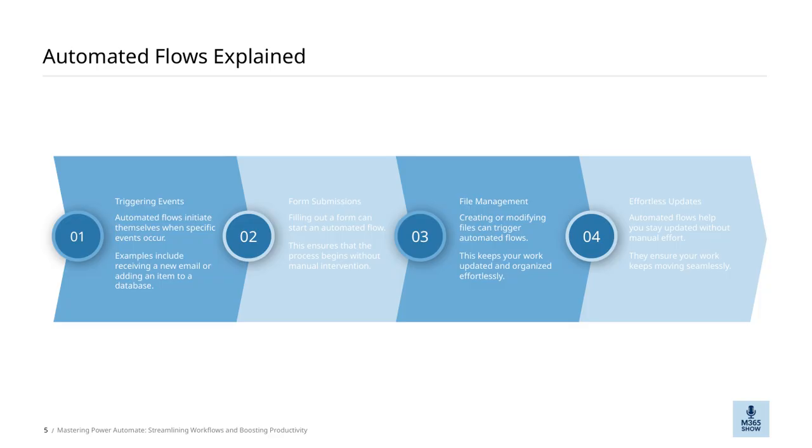Similarly, creating or modifying files can trigger a flow to keep everything organized and up to date. This automation ensures your work stays current and reduces the manual effort needed to manage updates. Overall, these automated flows help you stay updated effortlessly and keep your workflows moving smoothly, which is exactly the kind of efficiency Power Automate aims to deliver.